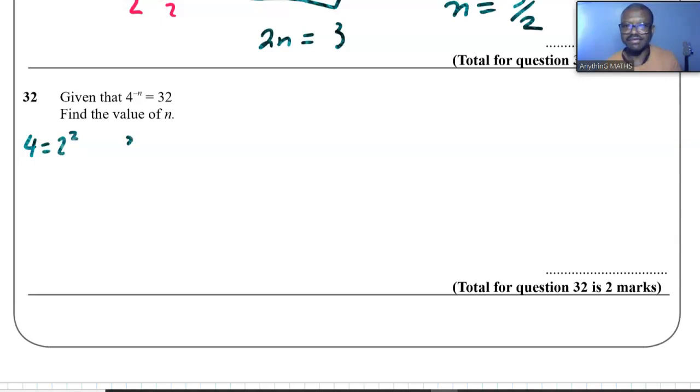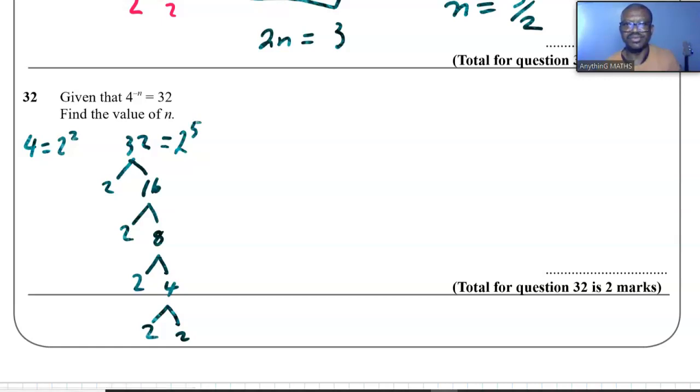And 32, let's find out how we can get 32. We have 2 times 16 will give us 32. 2 times 8 will give us 16. 2 times 4 will give us 8. 2 times 2 will give us 4. How many 2's? 1, 2, 3, 4, 5. It means 32 is the same as 2 raised to the power 5.